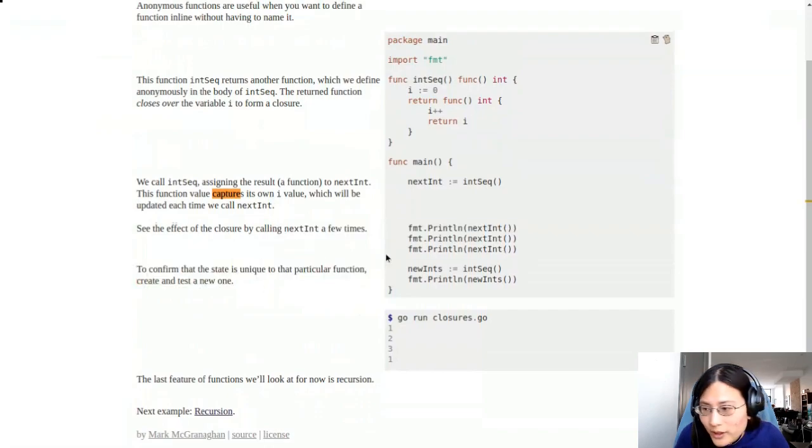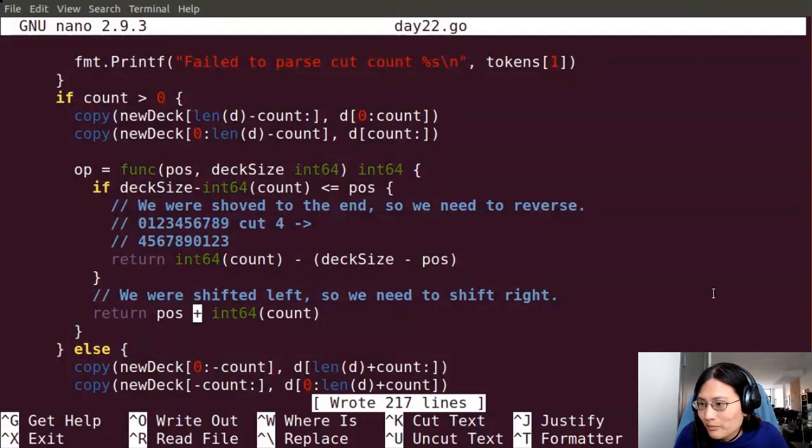I see the problem. Okay. I see my problem. I made some fundamental bad assumptions about how Go works.